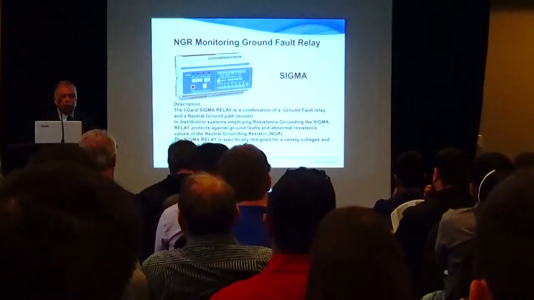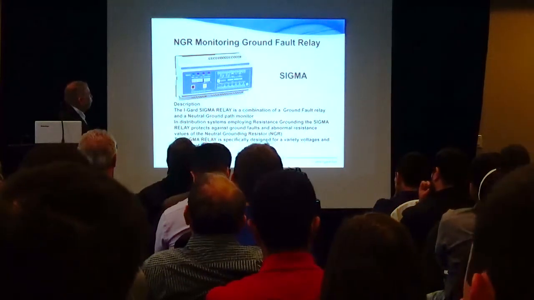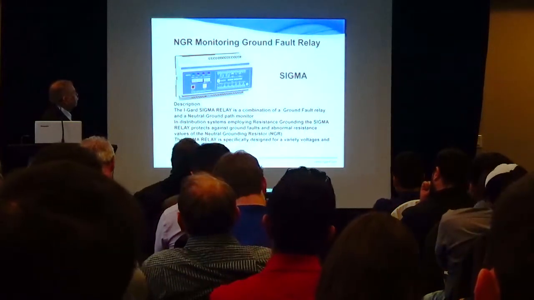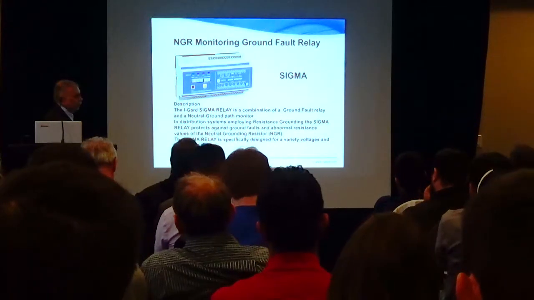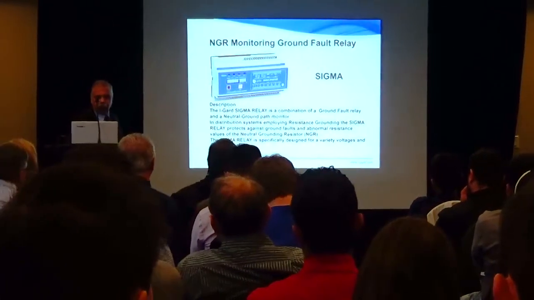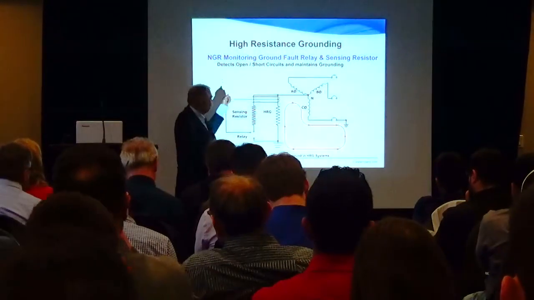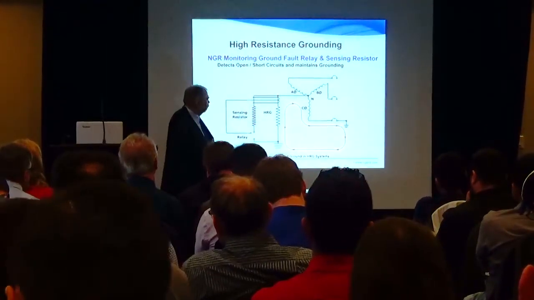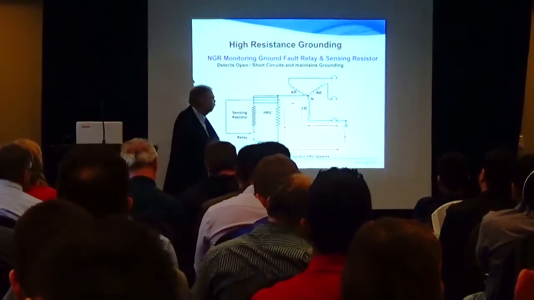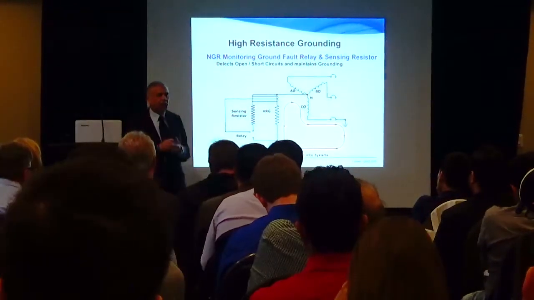i-Gard makes a resistor monitoring relay called Sigma. This sits on a DIN rail. It has two elements: ground current measurement, and it also measures the voltage of the neutral. So I have access to the neutral, I measure the voltage in the neutral, and then the unit will divide the voltage by the current to determine the value of the resistance, and if you are within the border, it will be okay. If you are outside the border, it will throw an alarm.